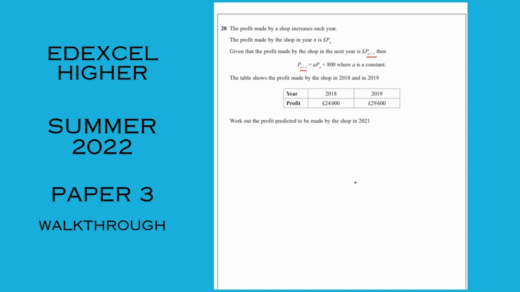So to get the next term, 29,600, we sub in the previous term, which was 24,000, times A plus 800. So get on your calcs, you can work out A now. Take away 800 from both sides, divide by 24,000, you get 1.2. So you've now got a new formula.